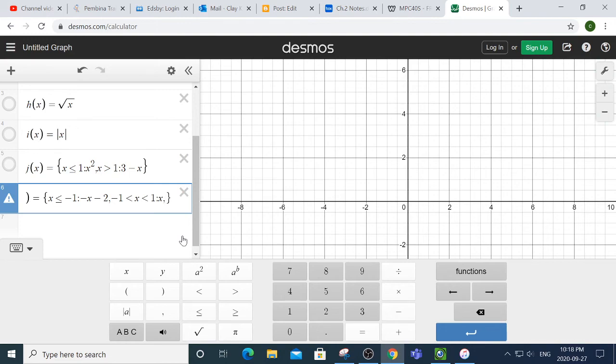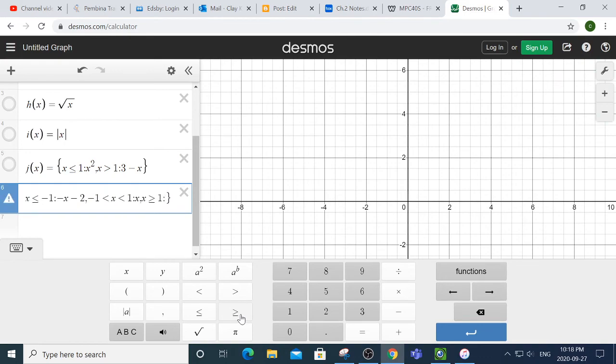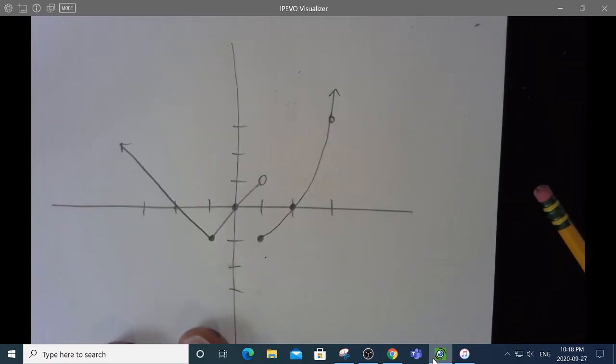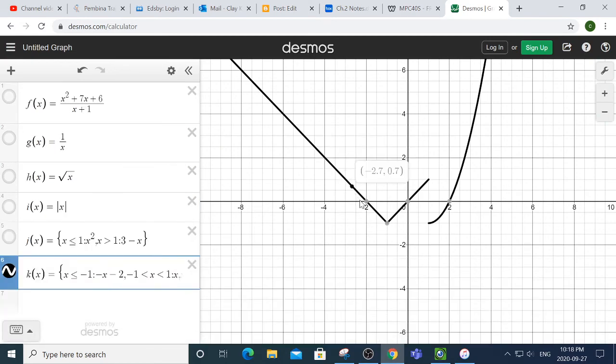Oh yeah, I wanted to do when x is greater than or equal to 1, I have the function x squared minus 2x. And there we go. Let's see, how close was that to my diagram? Pretty good. Not bad. And once again, as you can see, this is not discontinuous here. At -1, we're approaching a y value of -1 from the left, and we're approaching a y value of -1 from the right.